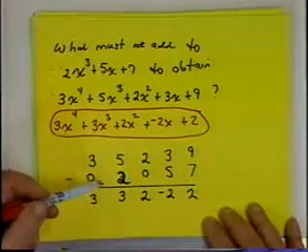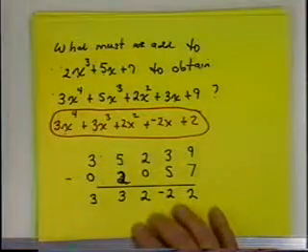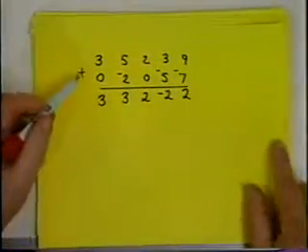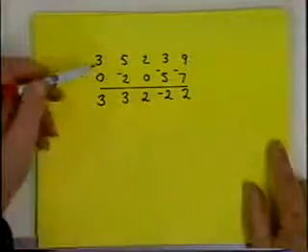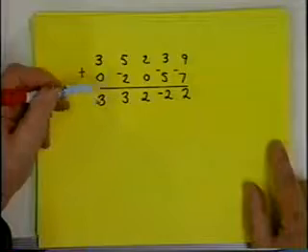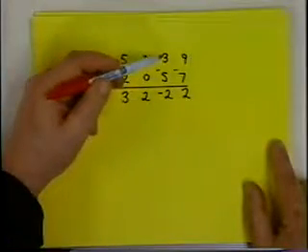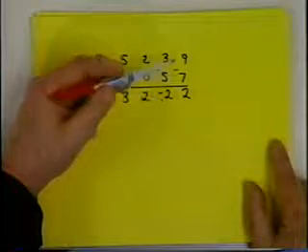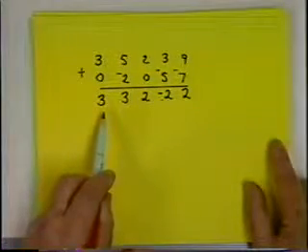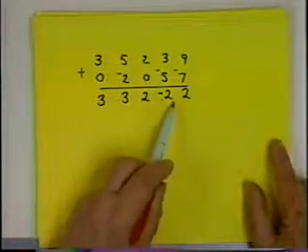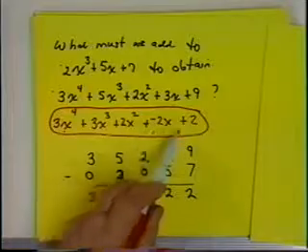So I'm going to subtract this from this. Now, how do we subtract? The way we subtract is you change the subtraction to addition and change the signs of all these numbers. So 3 plus 0 is 3. 5 plus negative 2 is 3. 2 plus 0 is 2. 3 plus negative 5 is negative 2. 9 plus negative 7 is 2. Look at the coefficients. 3, 3, 2, negative 2, 2.